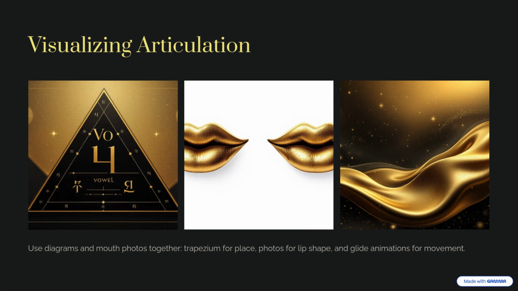To better understand vowel production, linguists use visual tools such as the vowel trapezium. This diagram shows where the tongue is placed in the mouth when producing different vowels. You can also observe lip movements using mirrors or pronunciation videos. Practicing pronunciation with visual guidance helps learners become more aware of how their mouth shapes affect sound production.